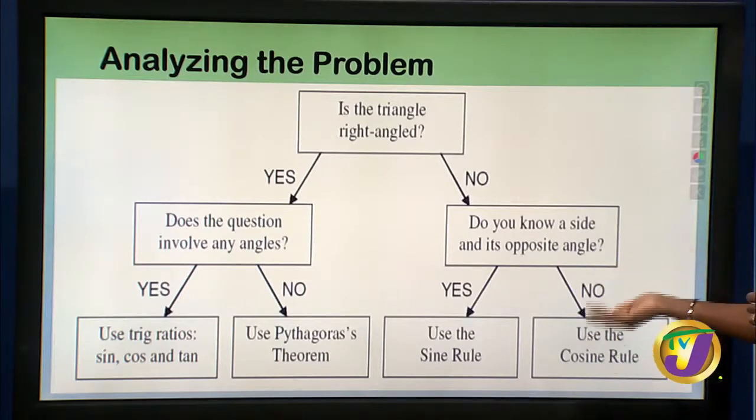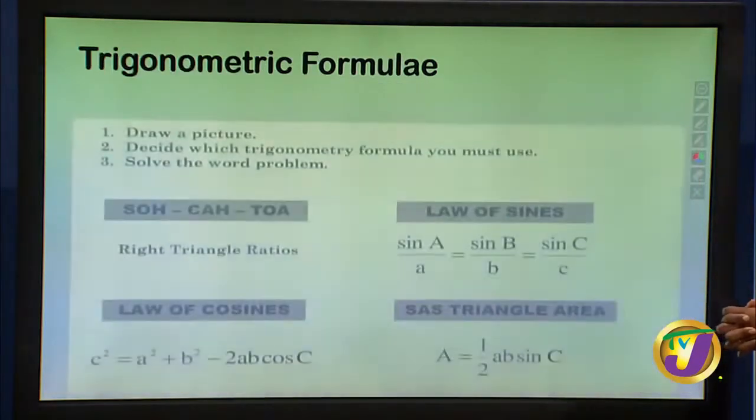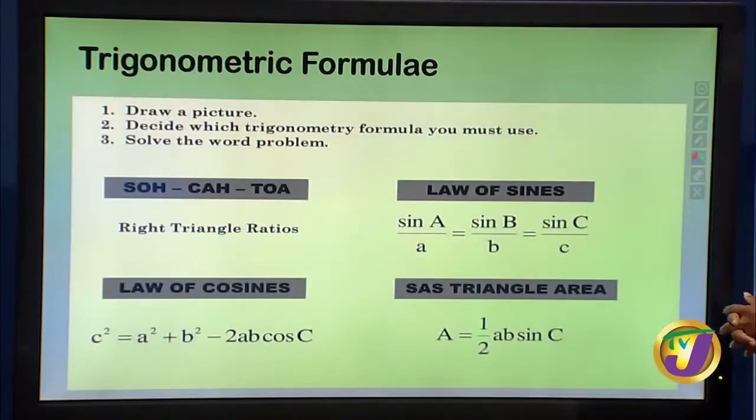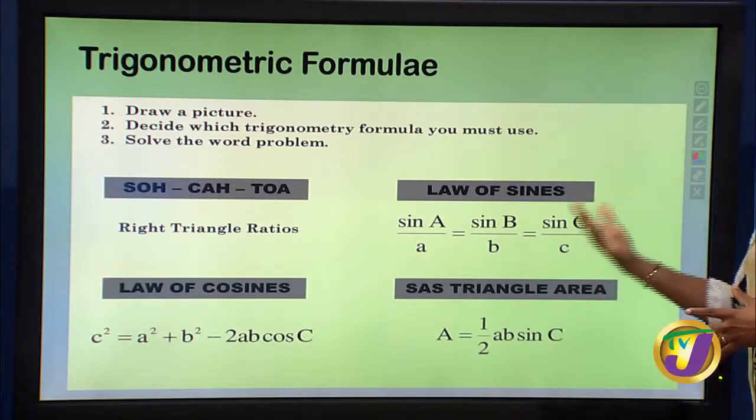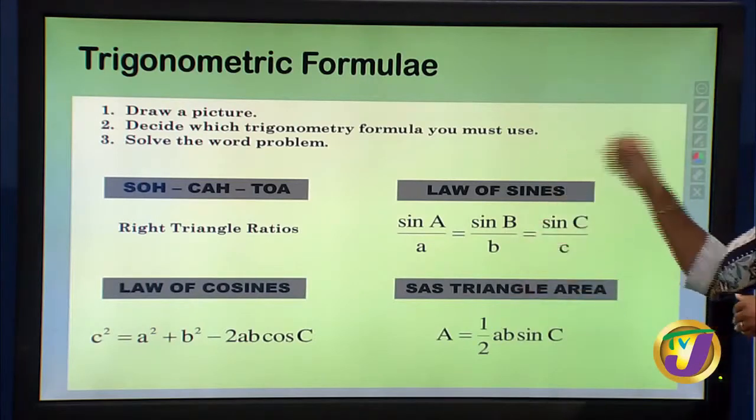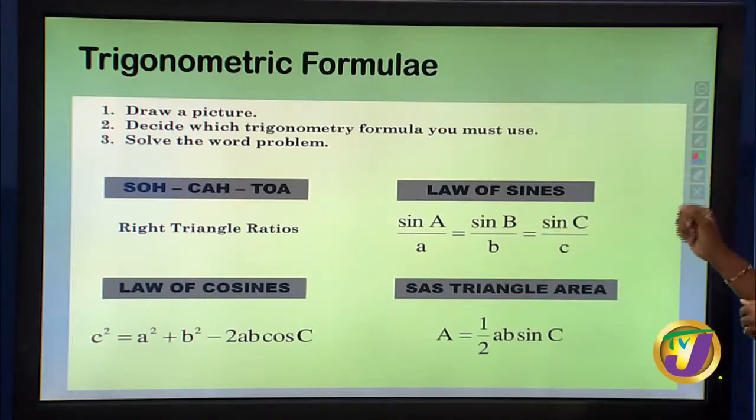So let's look at the sine rule, the cosine rule, and the trig ratios in summary. So here we have it. As we said, you can always draw a picture and decide which formula you're going to be using, and then solve the problem that you're given. So here we have four methods that you could use based on what you're given, and thinking about the chart that we just looked at.